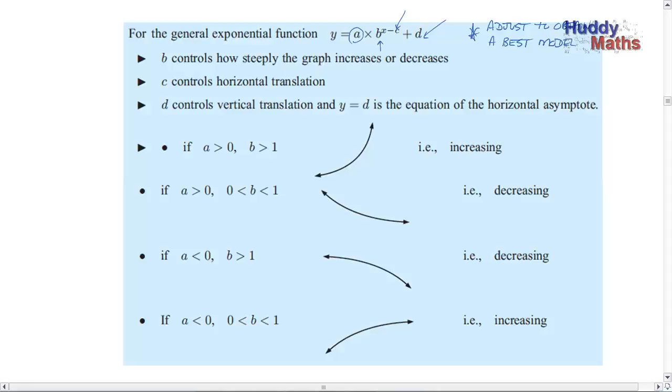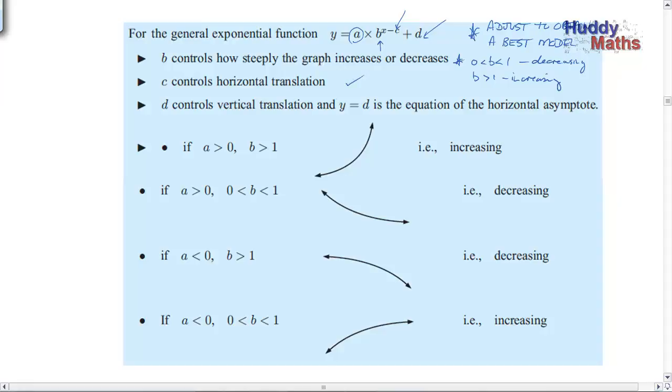and being able to adjust it to model anything. Okay, did you find that b controls how steeply the graph increases? So, if b is between 0 and 1, that's a fraction, it's a decreasing function. It's halving or something each time. If b is greater than 1, it's increasing. 3 to the x increases more quickly than 2 to the x. 10 to the x is even quicker.